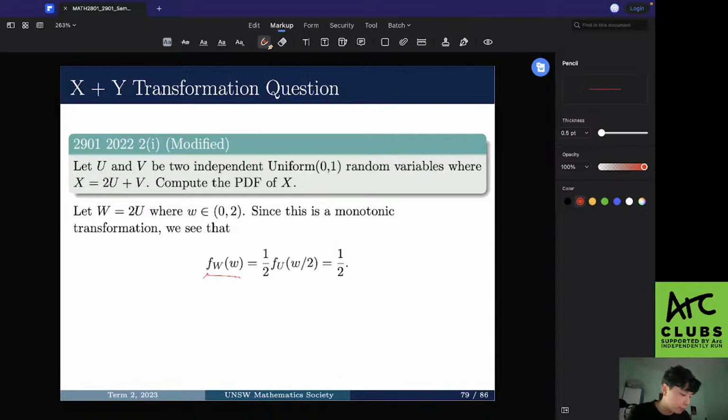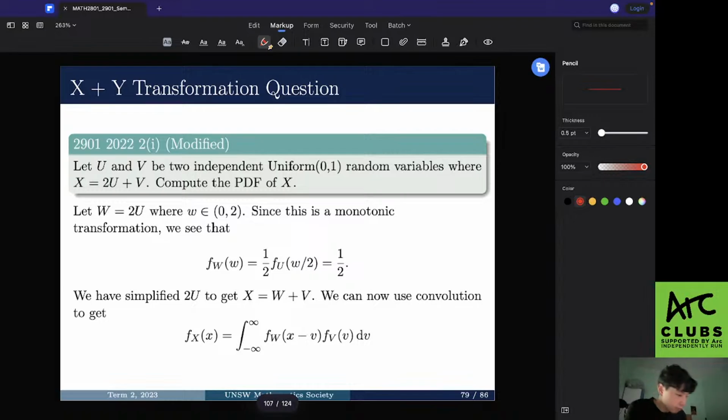We know that this would be the derivative, which is going to be U, which is equal to W over 2, dU over dW is equal to a half, so the absolute value is still equal to a half, and that's where we get the half from. And we know that f of U is always just equal to 1, since it's a uniform from 0 to 1. So we get 1 times a half, and so our end result is a half. And we also know that since U ranges from 0 to 1, and we double that range, we get a range from 0 to 2.